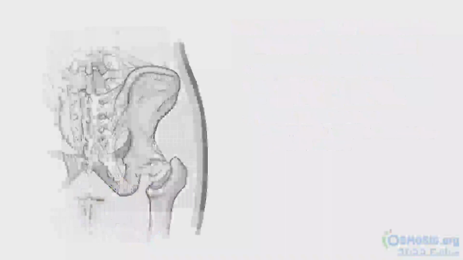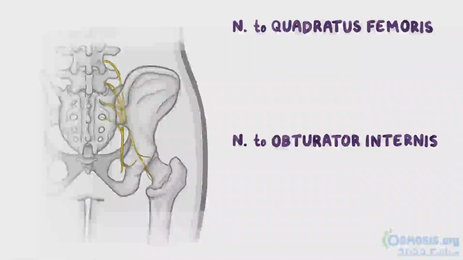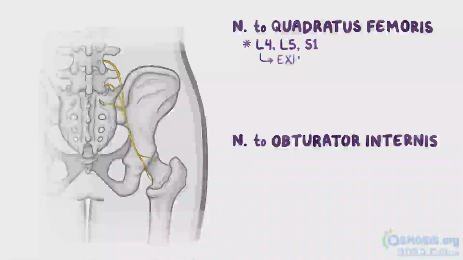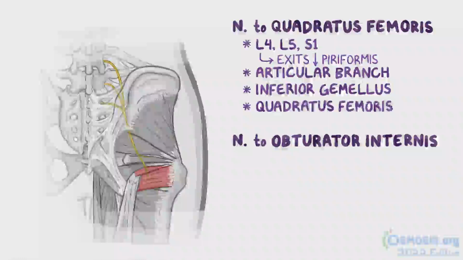And finally, the nerves to quadratus femoris and obturator internus are both branches arising from the pelvic surface of the plexus. The nerve to the quadratus femoris is formed by the anterior divisions of L4, L5, and S1, and it leaves the pelvis inferior to the piriformis and deep to the sciatic nerve. It supplies an articular branch to the hip joint and innervates the inferior gemellus and quadratus femoris muscles.